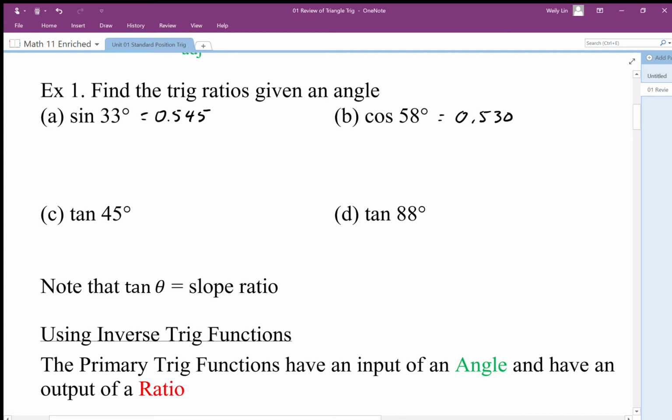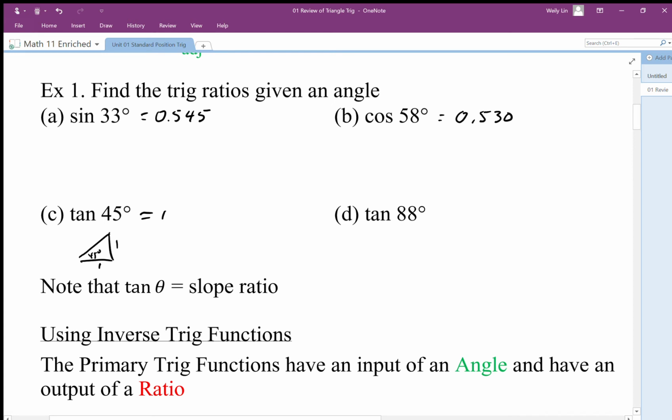So I do tan of 45 degrees. Well, the opposite to adjacent ratio of a 45 degree angle, we don't really need a calculator for this, because we know that that slope is going to be equal to 1. And that slope of 1 describes the 45 degree angle.